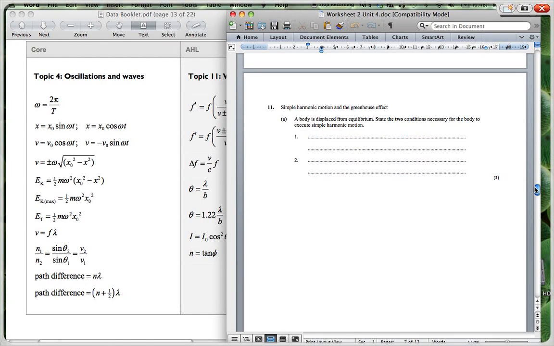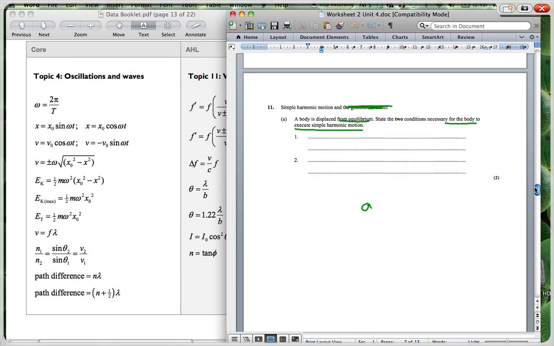Fine, so here we're going on to the second part. These are the longer questions. So we have simple harmonic motion and the greenhouse effect. We're not going to be looking at that. A body is displaced from equilibrium. State two conditions necessary for a body to execute simple harmonic motion.